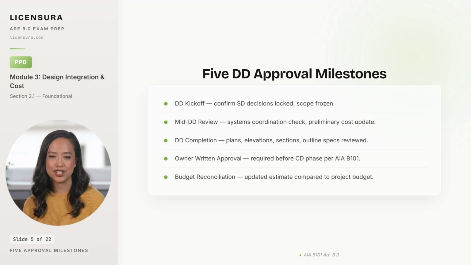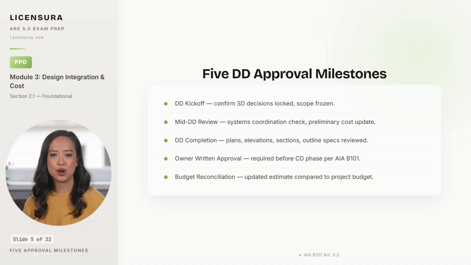Mid-DD review is the systems coordination checkpoint at roughly 50% DD, with a preliminary cost update so any drift surfaces while change is still cheap. DD completion involves a full package review of plans, elevations, sections, and outline specifications with all consultants represented. Owner written approval is required before proceeding to the CD phase per AIA B101. And that approval is what you point to in a deposition if the owner later claims the building was not what they expected. And budget reconciliation closes the loop, comparing the updated DD estimate to the project budget and triggering VE if the gap is too wide to close in CDs.